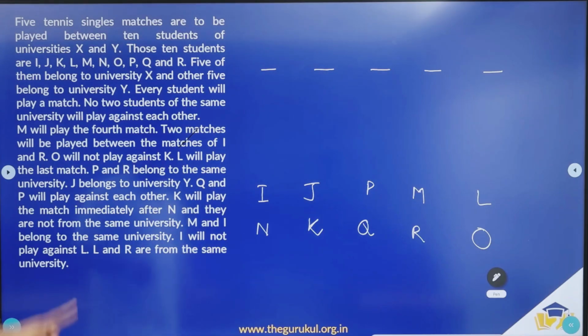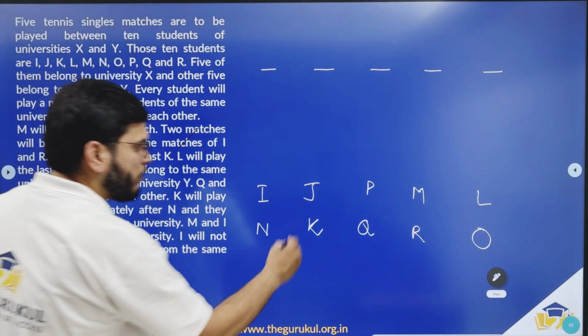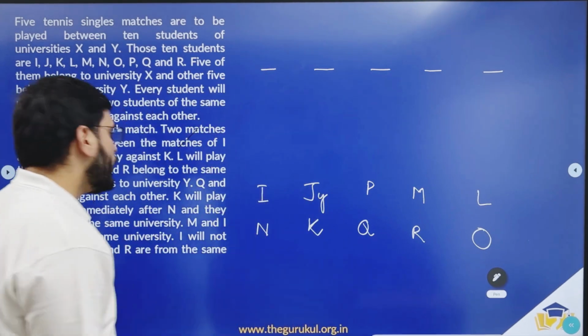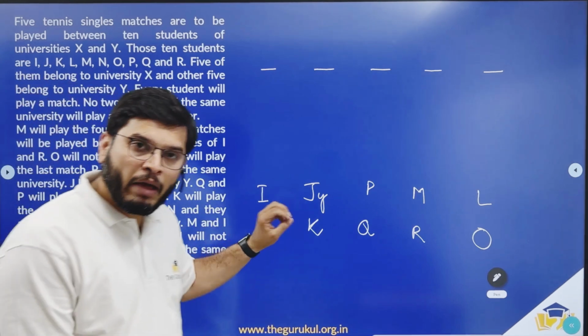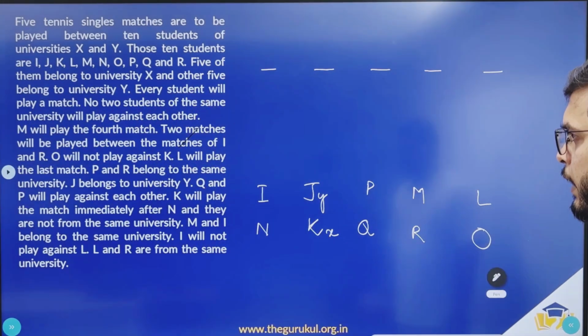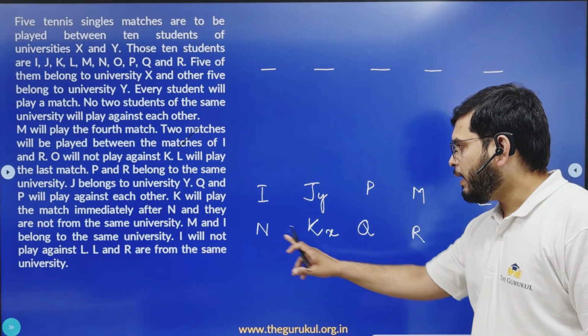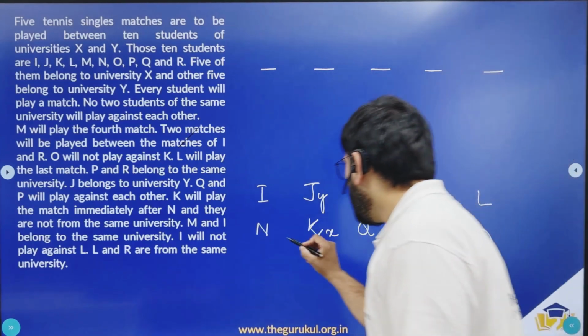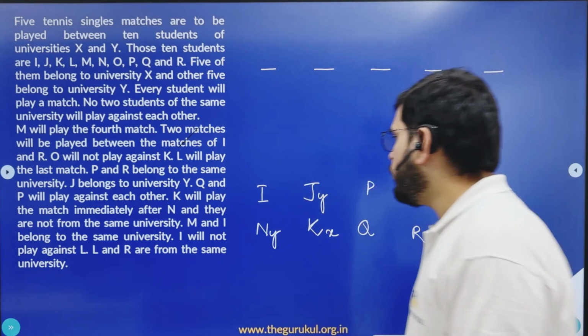And it is also mentioned that J belongs to university Y. So J belongs to Y. So if J belongs to Y, you cannot have K belonging to the same university. So K belongs to X. K will play the match immediately after N, and they are not from the same university. So N and K are not from the same university. So N belongs to university Y.